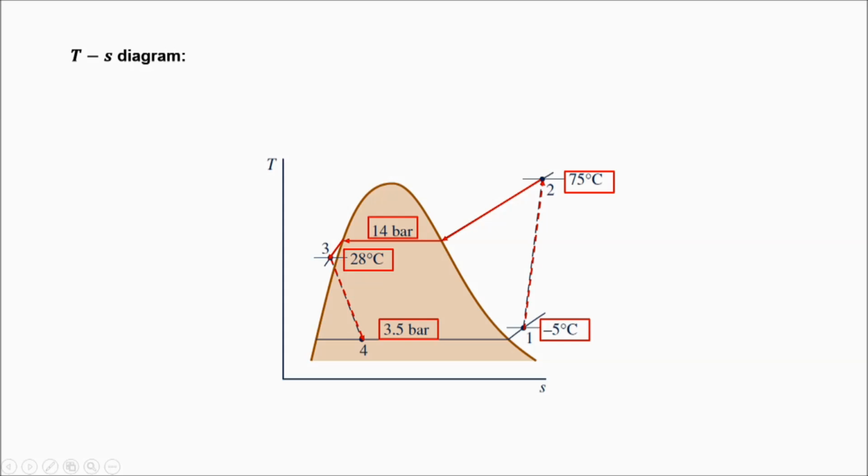Next, the process from 3 to 4 is a throttling process. The process is represented by a dashed line veering to the right on the TS diagram until we reach state 4 at a lower pressure and temperature as compared to state 3.